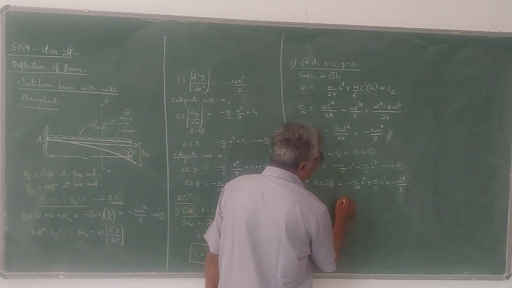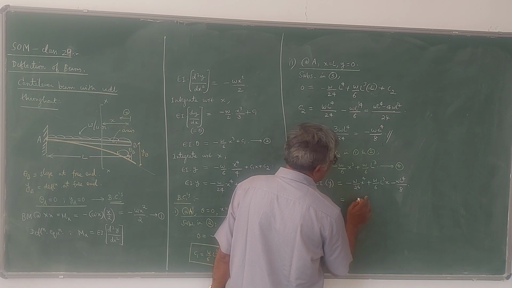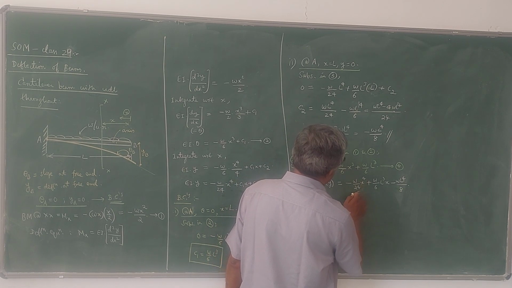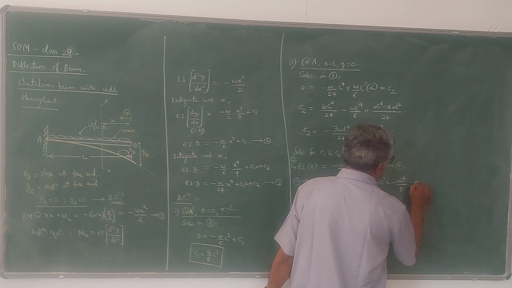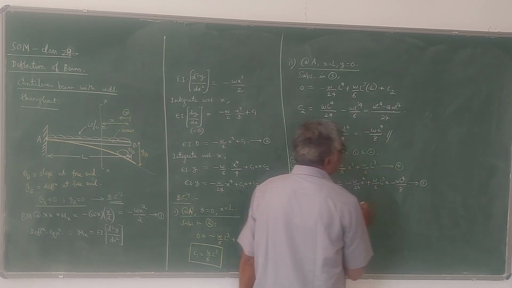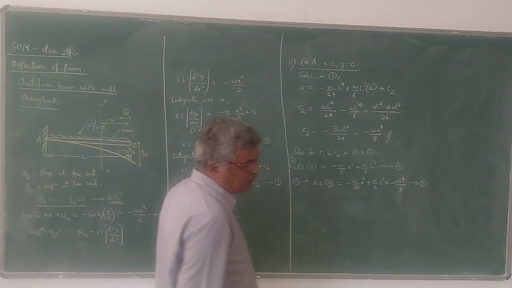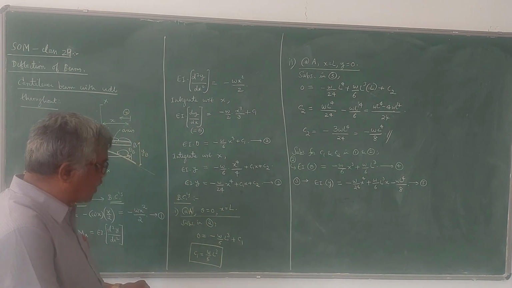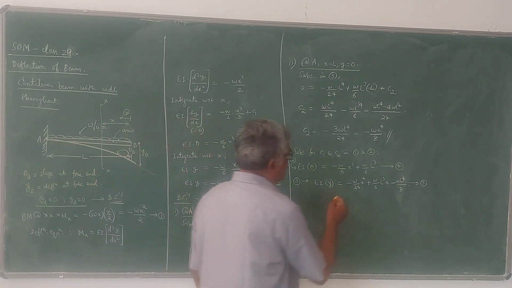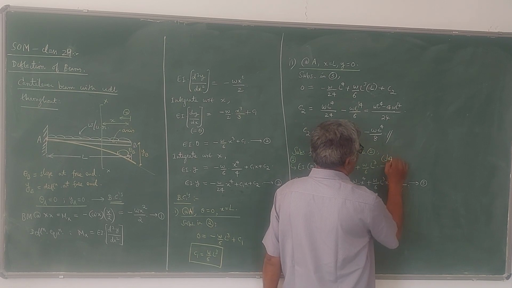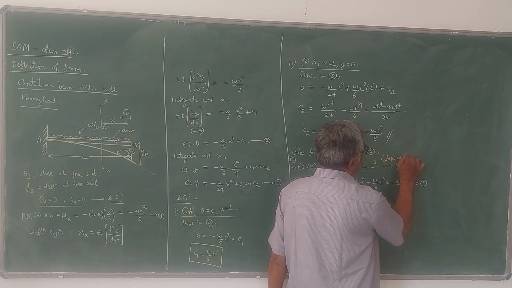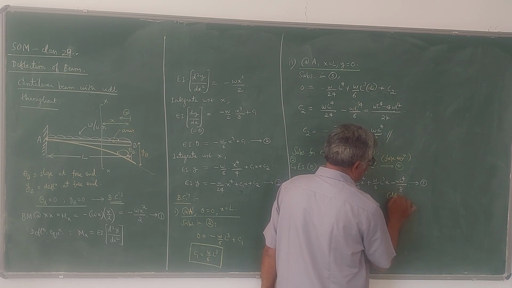So I can simplify this. Okay, W x power 4 by 24. Okay, let it be like this only. So this is equation 5. Equation 5 is nothing but equation 3 after substituting for C1 and C2. Now, this is the final slope equation, and this is the final deflection equation.